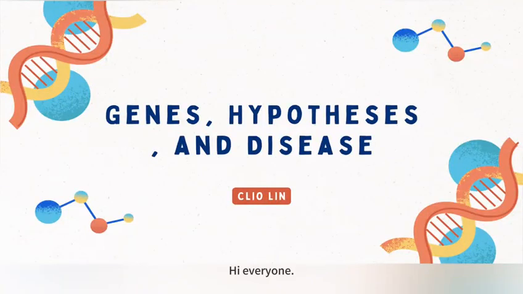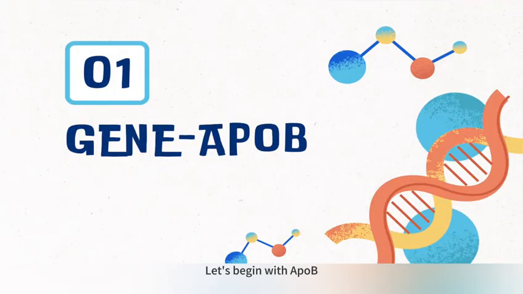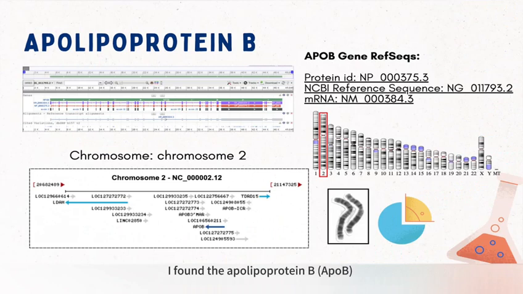Hi everyone. Today I am going to connect three topics that link genes, hypotheses, and disease. Let's begin with APOB. I found gene apolipoprotein B on the list of genes related to cardiovascular disease. Among cardiovascular-related genes, I selected APOB located on chromosome 2, and it plays a key role in lipid metabolism.